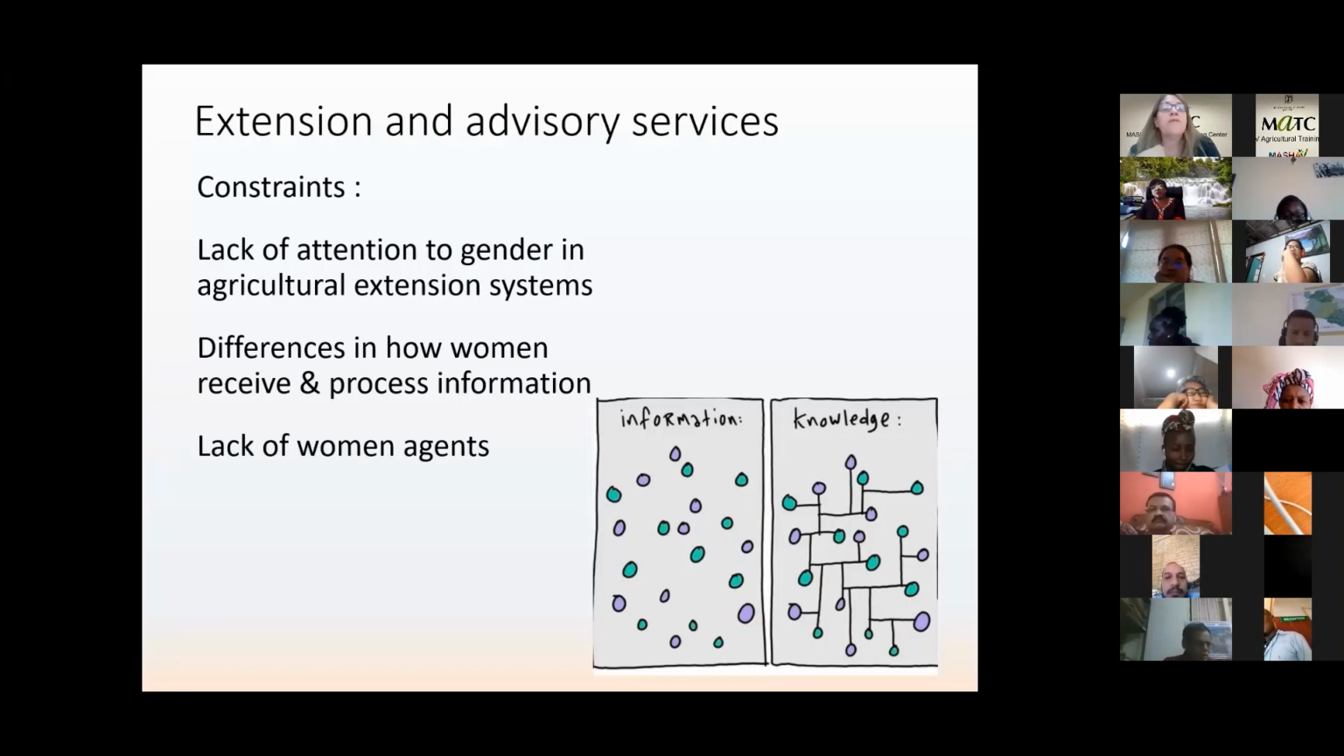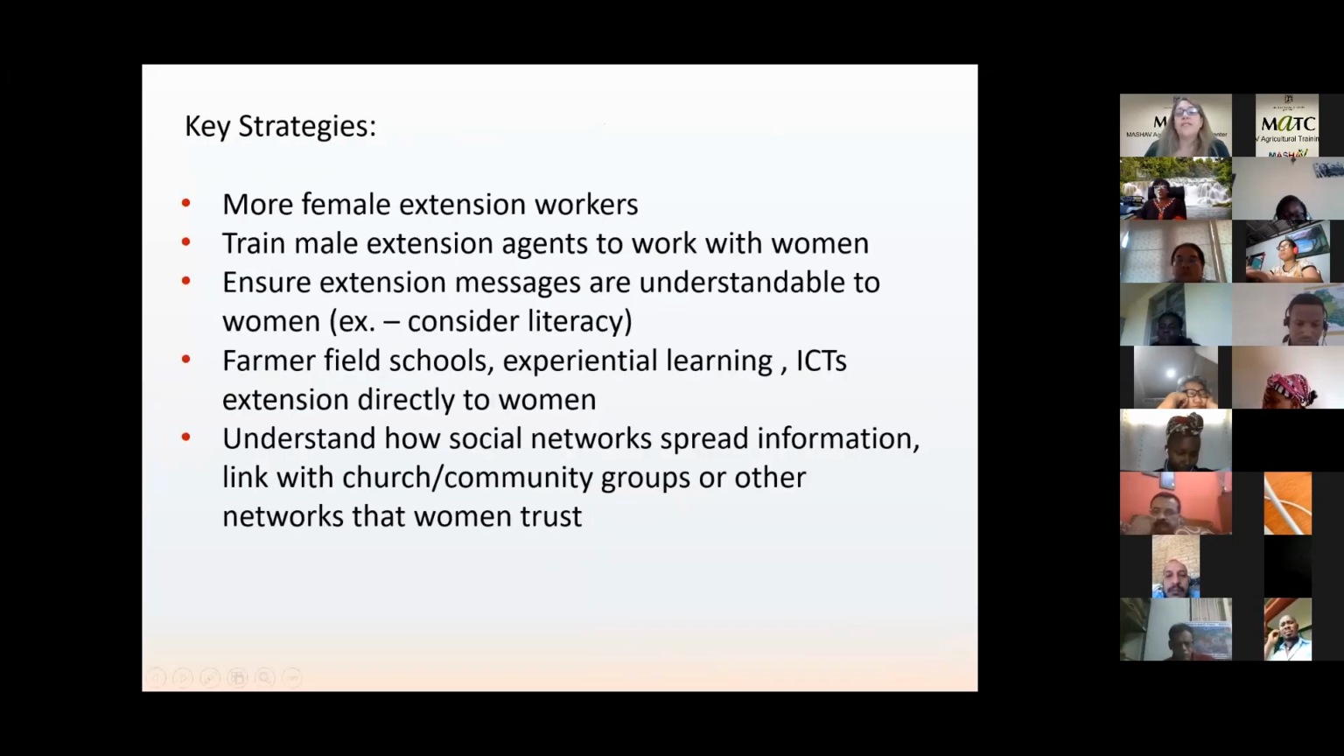Also, there's a difference in how women receive and process information, and that needs to be addressed, and a lack of women agents in extension services. Here you see a picture of information. Information is great, to get a lot of information, but knowledge is when you connect the dots and understand how they work together and how they fit in. So some of the key strategies would be to have more female extension workers, to train male extension agents to work with women, to ensure that extension messages are understandable to women, for example, considering their education level or their literacy level, to conduct farmer field schools, experiential learning, ICTs.